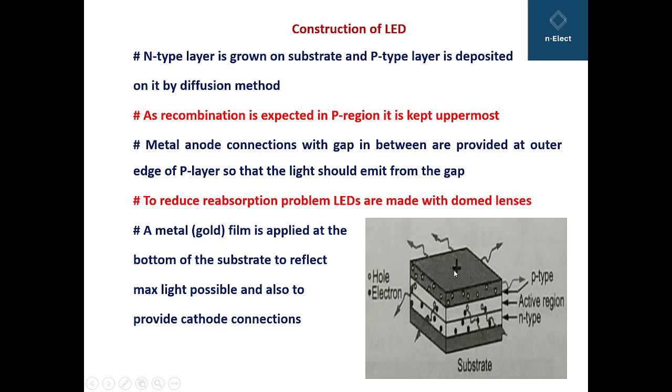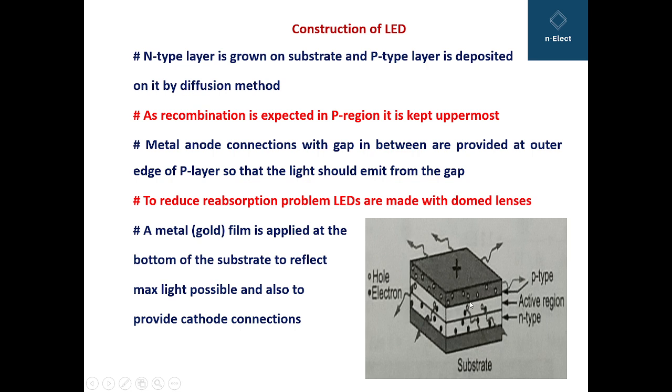Metal anode connection is made with a gap in between the P layer, the topmost layer, and the metal anode connection. This is provided at the outer edge of the P layer so that the light can emit through the gap. So you can see here the light waves which are coming out from the gap which is in between the anode and the upper edge of the P-type layer.